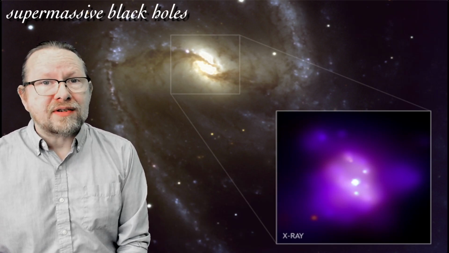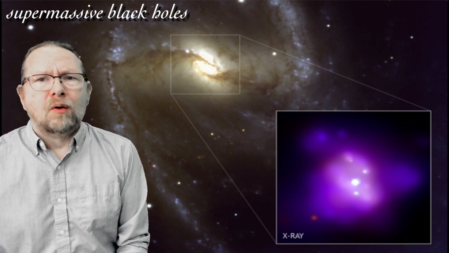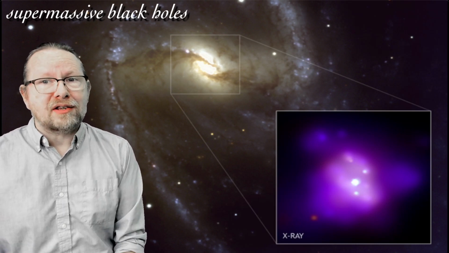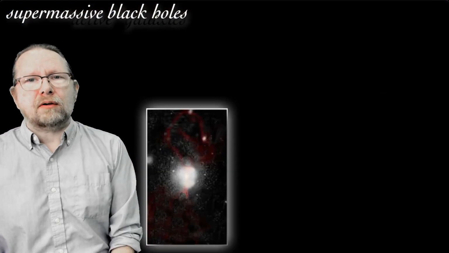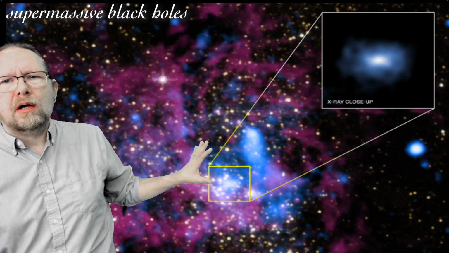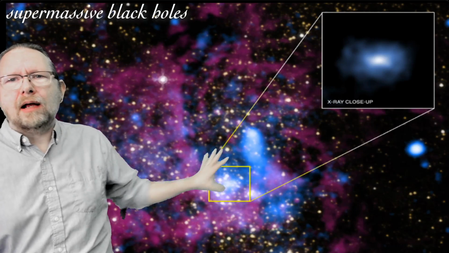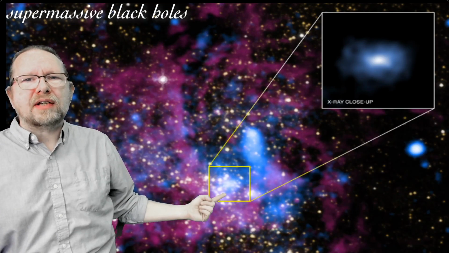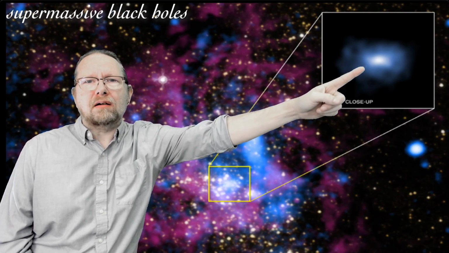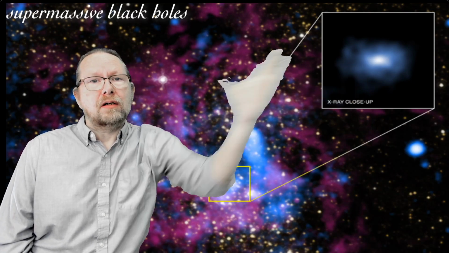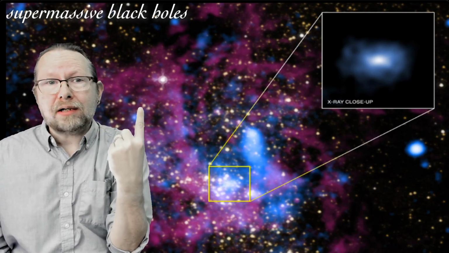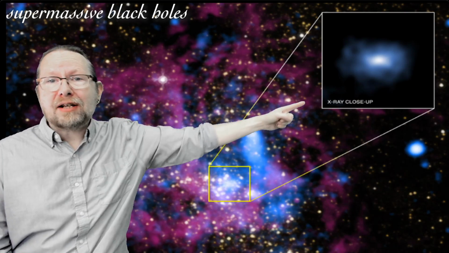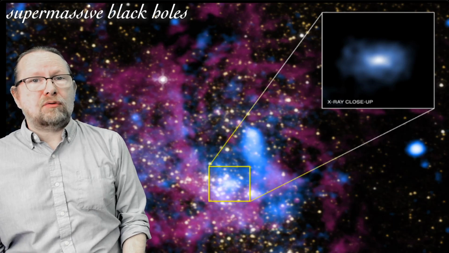Does that prove that this thing is a black hole? No. What it proves is at the center of this galaxy, there's something very small, very massive, and very energetic. Here's another galaxy. Okay? Again, in X-rays, the center of this galaxy is something small, dense, with a disk of material orbiting around it, giving off X-rays, very energetic radiation.